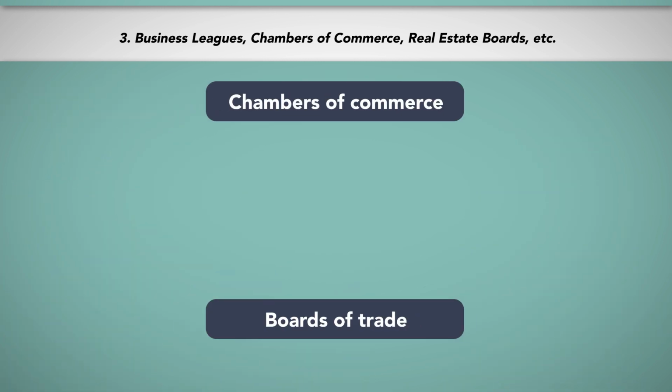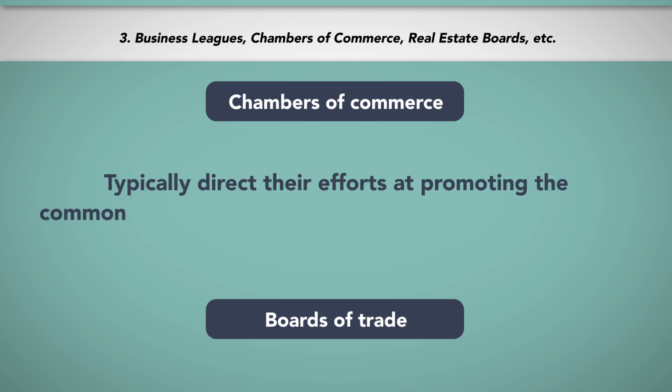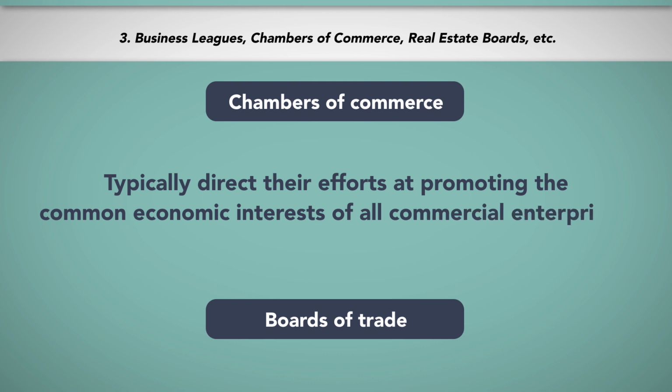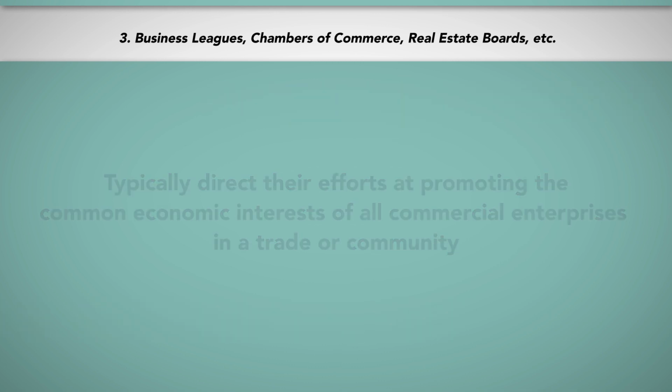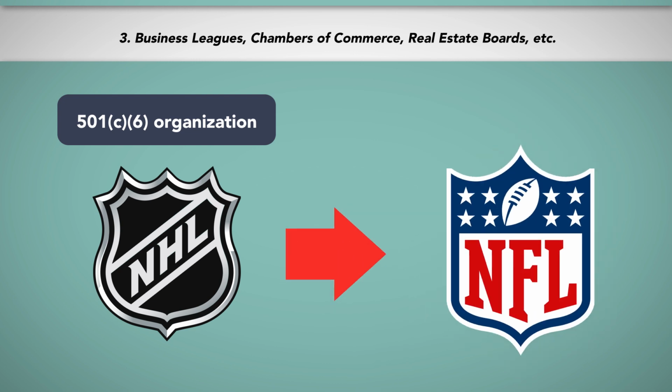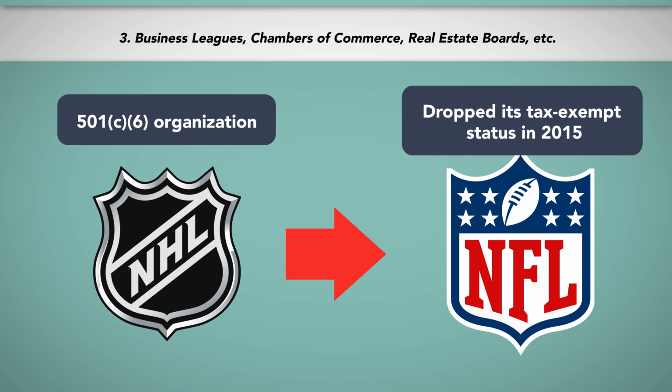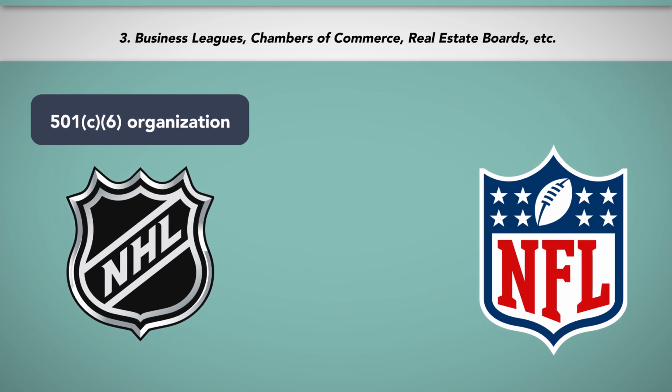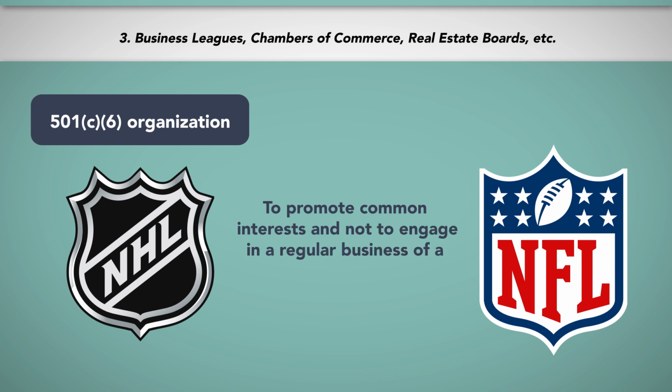Chambers of commerce and boards of trade are organizations of the same general type as business leagues. They typically direct their efforts at promoting the common economic interests of all commercial enterprises in a trade or community. For example, the National Hockey League is classified as a 501c6 organization, as was the NFL until it dropped its tax-exempt status in 2015. The purpose for this classification is to promote common interests, in these cases, hockey or football, and not to engage in a regular business of a kind ordinarily carried on for profit.